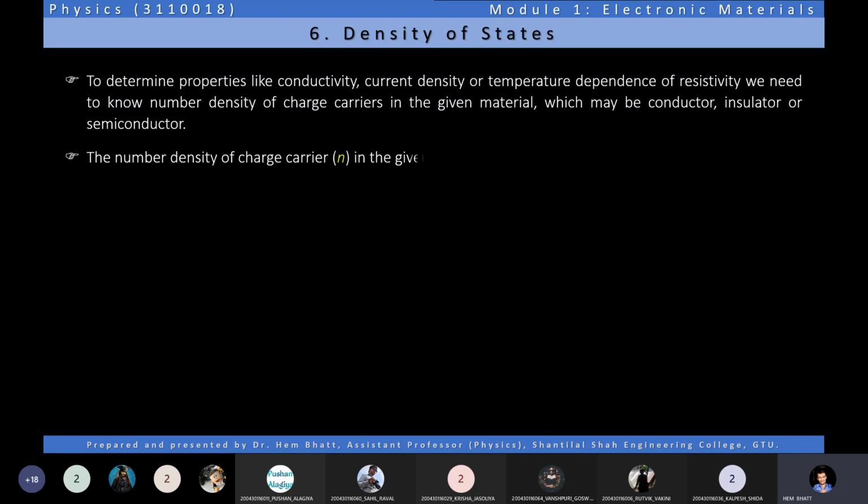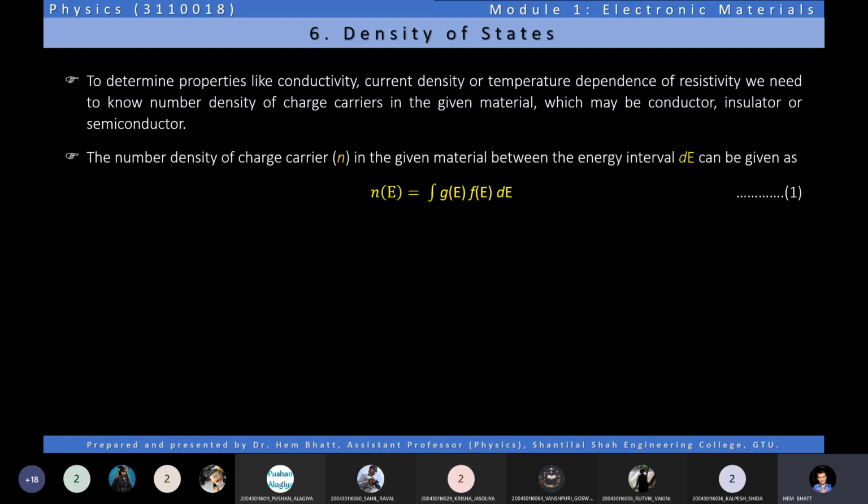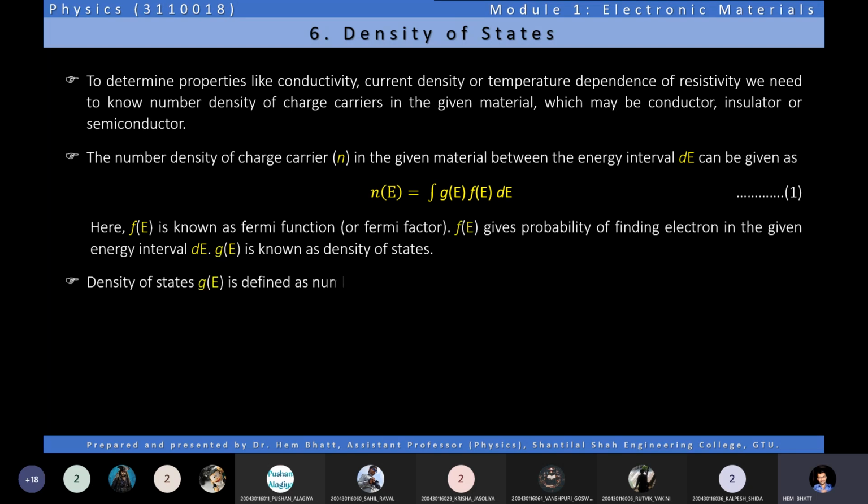The number density of charge carrier can be given as n of e is equal to integration g of E f of E dE. What is g of E here? Density of states. What is f of E? Fermi factor, Fermi function, probability function. Okay. So here f of E is called Fermi factor. It gives probability. g of E is called density of state, which is given as total number of state per unit volume per unit energy.